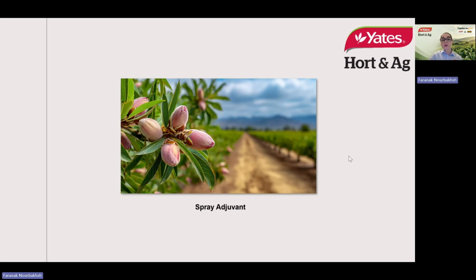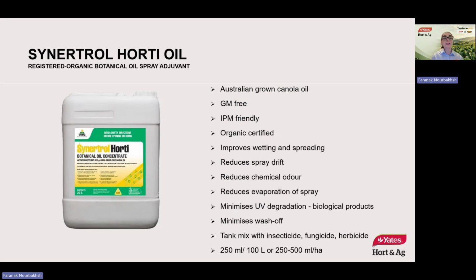In terms of spray adjuvant, we have Synertrol Horti Oil. That is an Australian grown canola oil. It's GM-free, IPM-friendly, and organic certified. It improves wetting and spreading. It reduces spray drift, chemical odor, and evaporation of the spray, and it minimizes UV degradation, which is very important when we apply biological products. It also minimizes wash off, and it can be mixed with insecticide, fungicide, and herbicide.